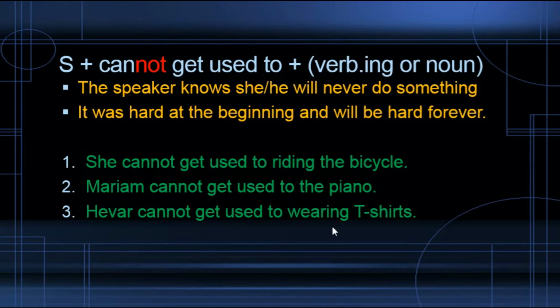Hevar cannot get used to wearing t-shirts, right? Hevar is my subject. Cannot get used to. Wearing is my verb, so it takes the -ing form. T-shirts, right, is my object. What I'm trying to say here is that Hevar will never be able to wear t-shirts, right? It will never be easy for him. It will always be hard for him to wear t-shirts.